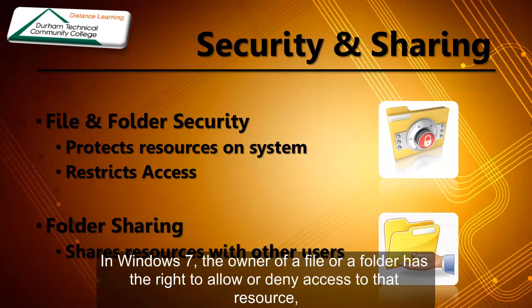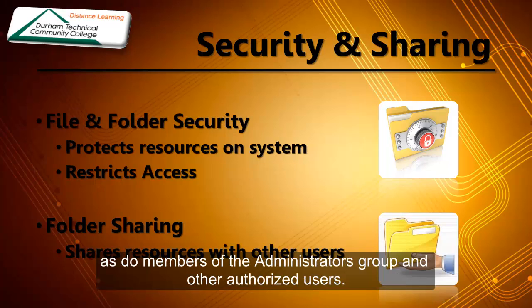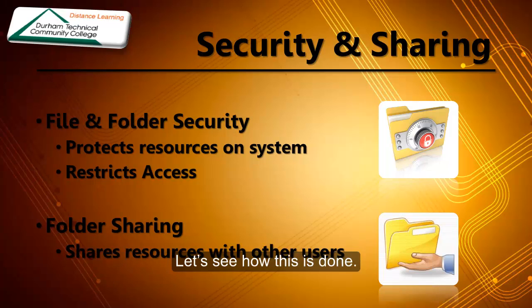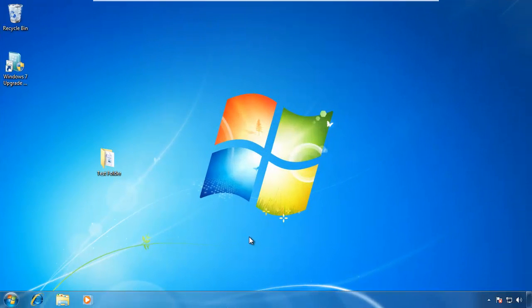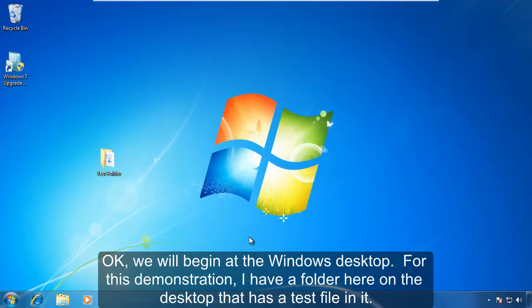In Windows 7, the owner of a file or a folder has the right to allow or deny access to that resource, as do members of the administrator groups and other authorized users. Let's see how this is done. Okay, we will begin at the Windows desktop. For this demonstration, I have a folder here on the desktop that has a test file in it.